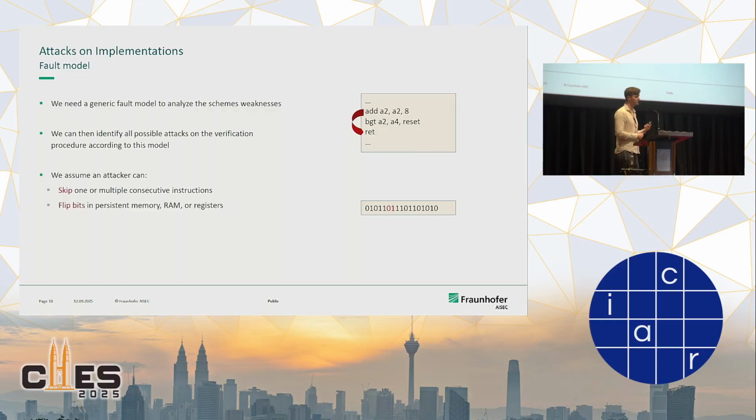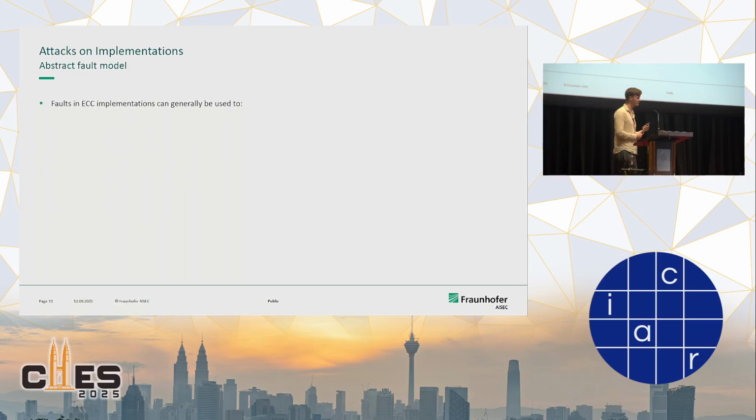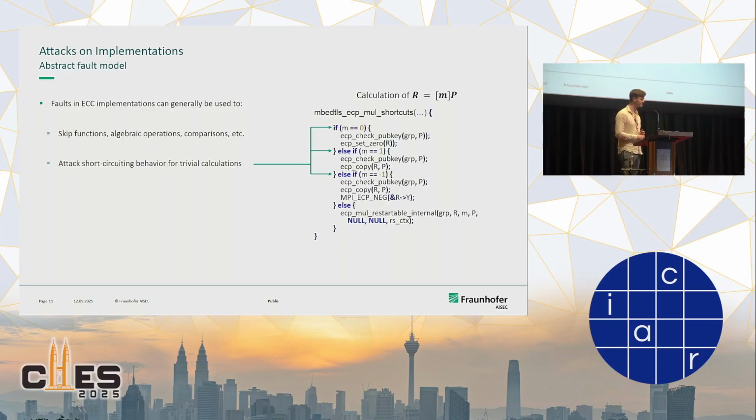And since we wanted to look at this on an algorithmic level and didn't really want to perform a comprehensive pen test on all of the possible crypto libraries, we went to the algorithmic level and had to abstract the fault model a bit more for that, which means in our more abstract fault model we assume that the attacker will be able to skip functions, algebraic operations, and tamper with comparisons.